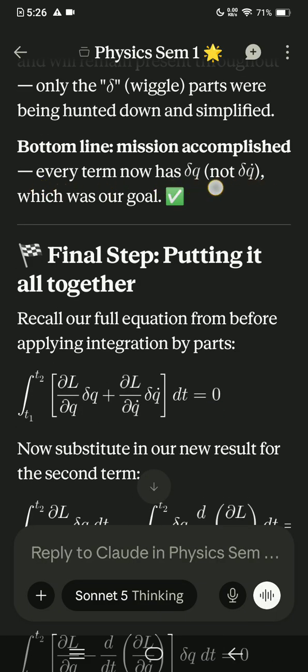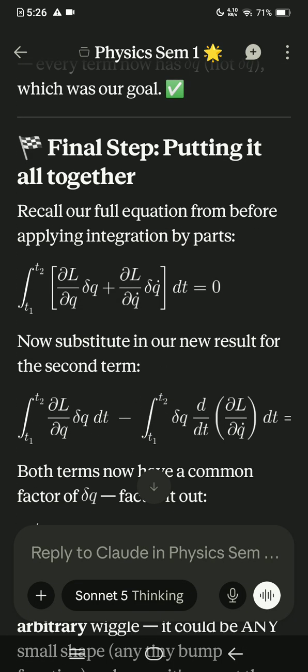Every term now has this, not this. Array, sorry, this doesn't have dots. Which was our goal. Okay. Final step, putting it all together. Recall our full equation from before, applying integration by parts. Before applying integration by parts, we had this equation with us.